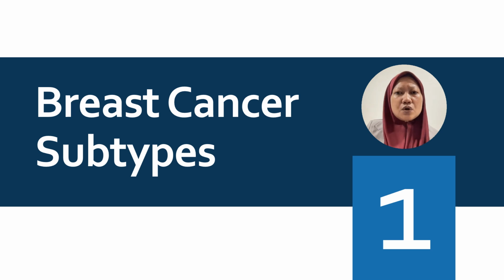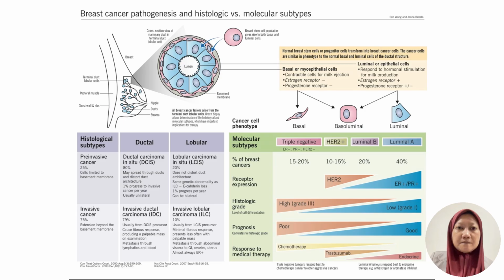Breast cancer is not a single disease, but a group of diseases characterized by different subtypes. These subtypes are defined based on the presence or absence of hormone receptors like the estrogen receptor, or we call it ER, the progesterone receptor, PR, and the HER2 protein. Understanding these subtypes is crucial because they guide treatment decisions and influence prognosis.